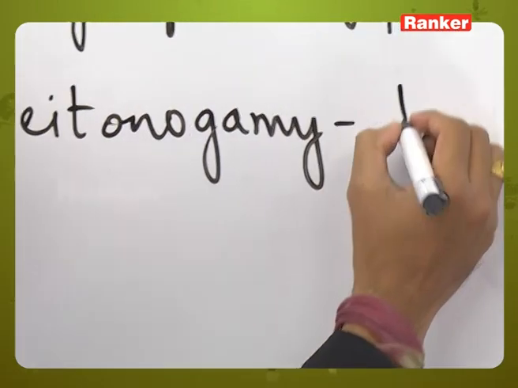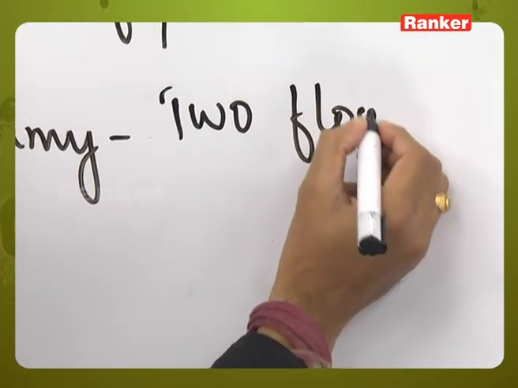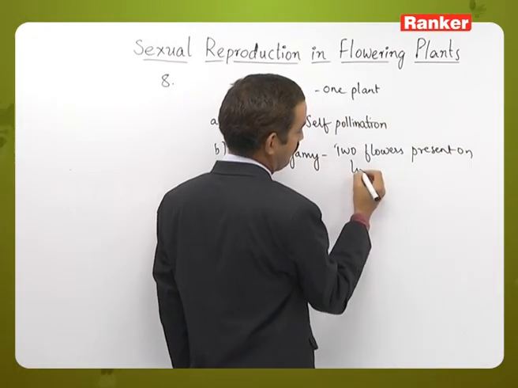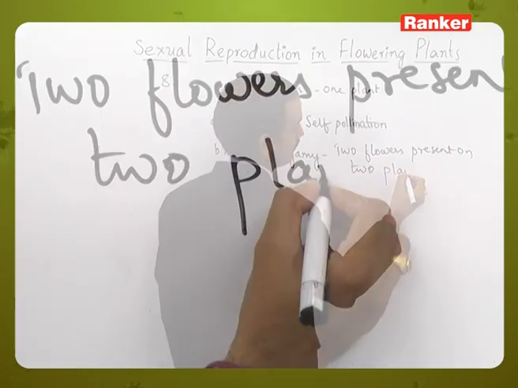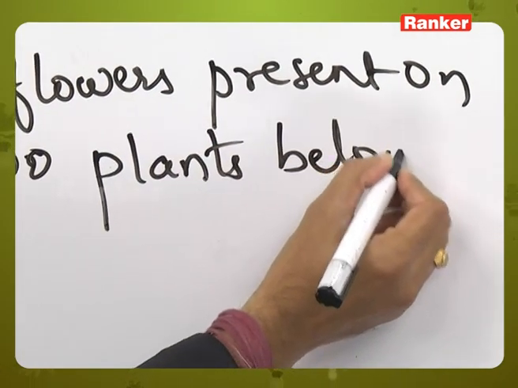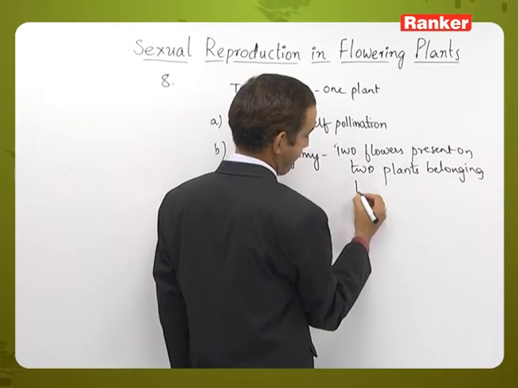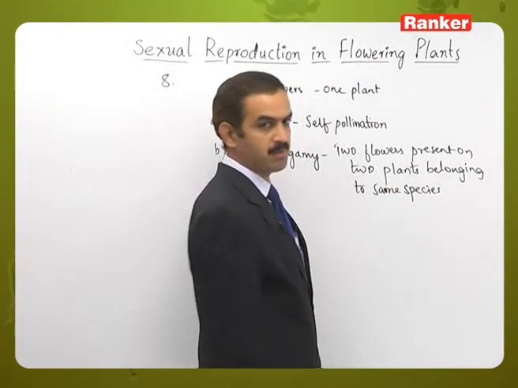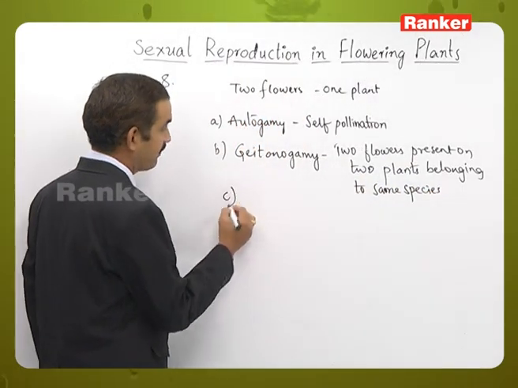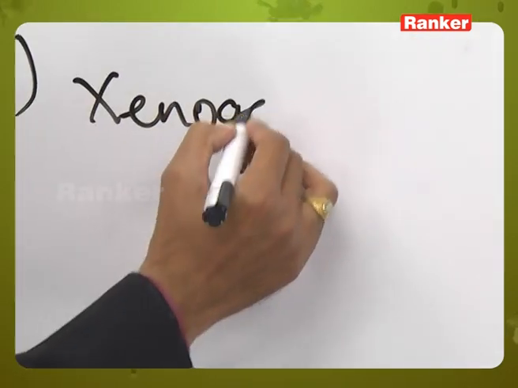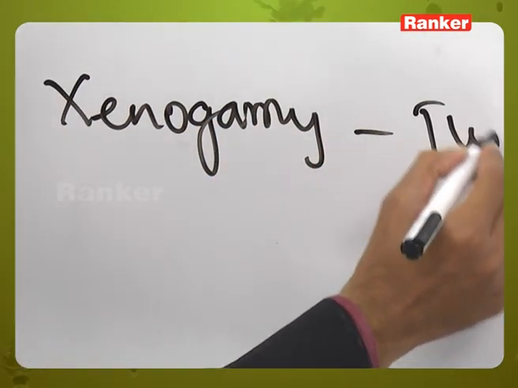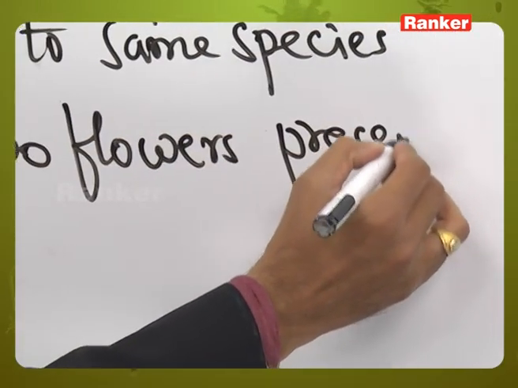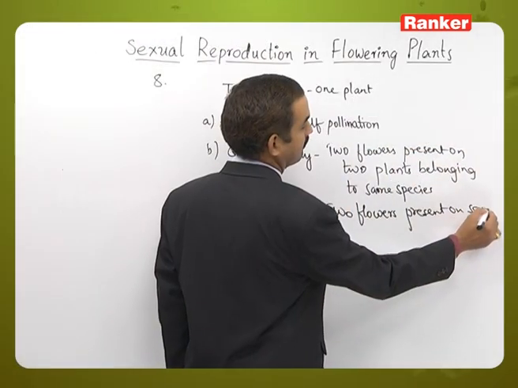Geitonogamy is a process where two flowers are participating, which are present on the same plant. C. Xenogamy. Xenogamy is a process where two flowers are participating in the cross-pollination, and they are present on two plants belonging to the same species. That means two plants are participating in the process.